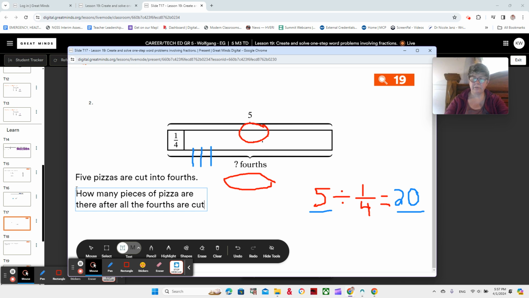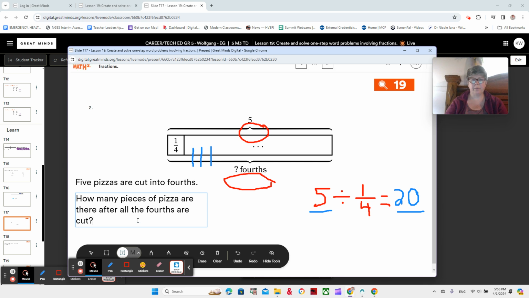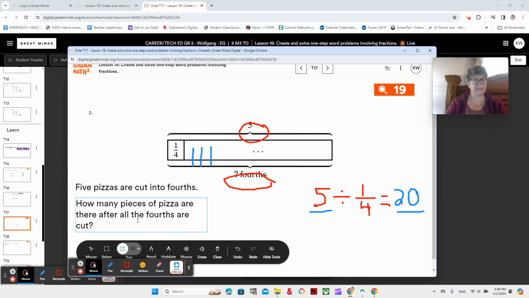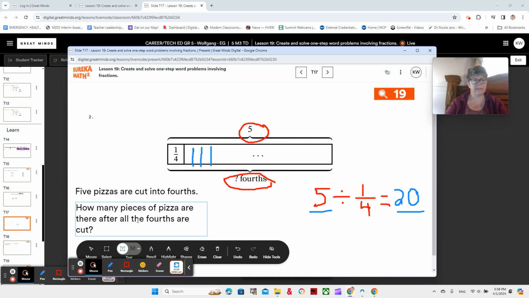That's a pretty good one. That is a real world problem, right? We've got a bunch of people and we need to give everybody pizza. How do we need to cut it, and how many pieces will we have after we cut it? Okay, make sure you're copying this down in your book, because this is number 2 in your notes, and I expect to see it.